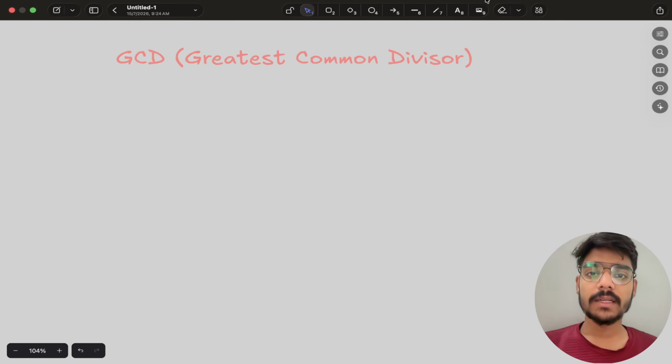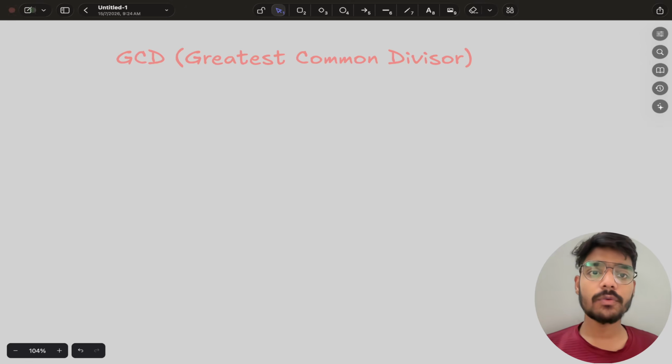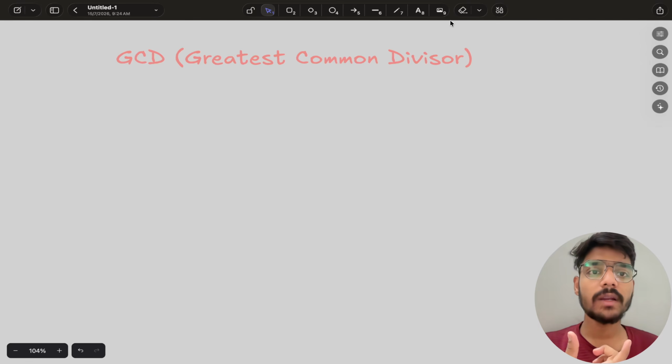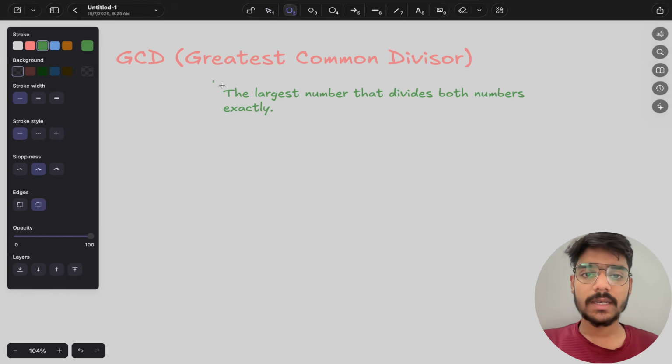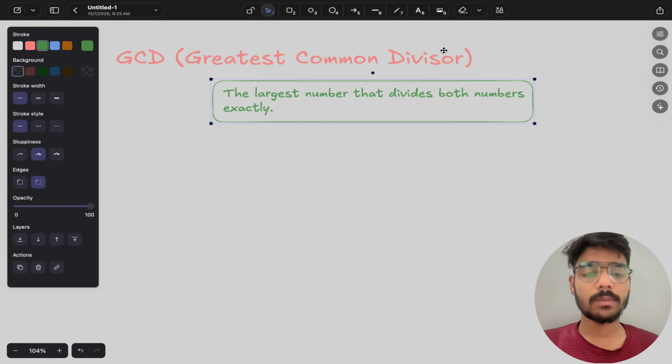So let us now understand what GCD is. GCD is the greatest common divisor. As we have two numbers, 16 and 20, we need to find the greatest number that can divide both. This is the proper definition: the largest number that divides both of the numbers exactly.